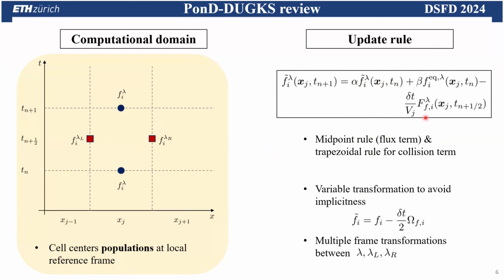As you see, there are two Fs that participate in this equation: the original one, and also a transformed one, similar to the conventional LB, which is introduced to remove the implicitness of the scheme. The key term in this equation is the flux populations, which you can see here at the interface and at half time step. Alpha and beta are parameters which generally depend on the time step and on the viscosity. The drawback is that to complete one time step, we need several frame transformations between the frame of the cell center and the frames of the adjacent interfaces.